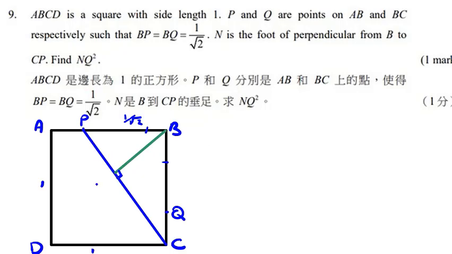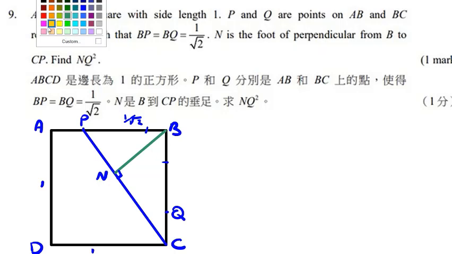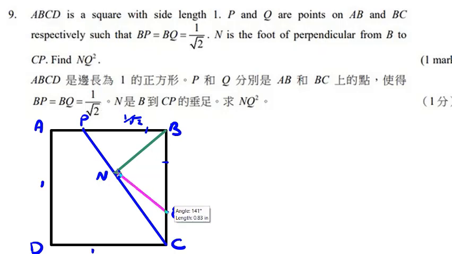N is this. And then it says find NQ squared. Let me draw it with pink. NQ squared is what? Here it is 1 over root 2, because the length of this side is 1. So it is 1 minus 1 over root 2.